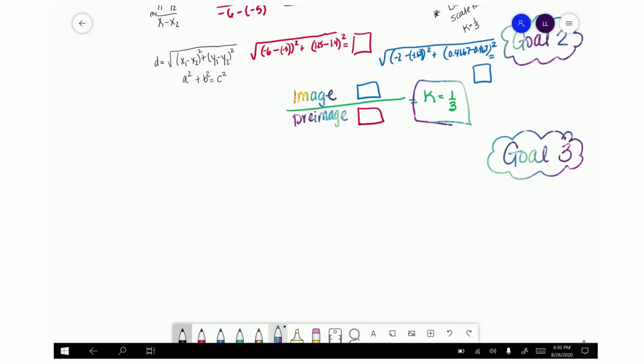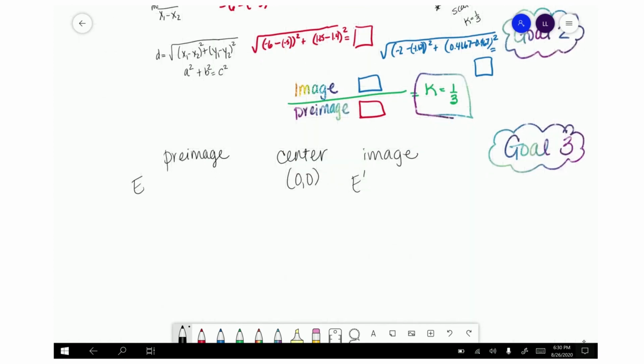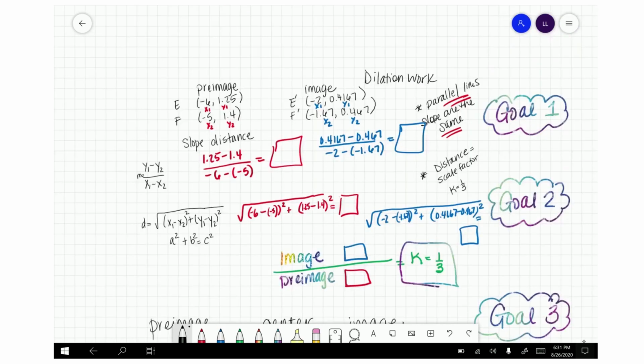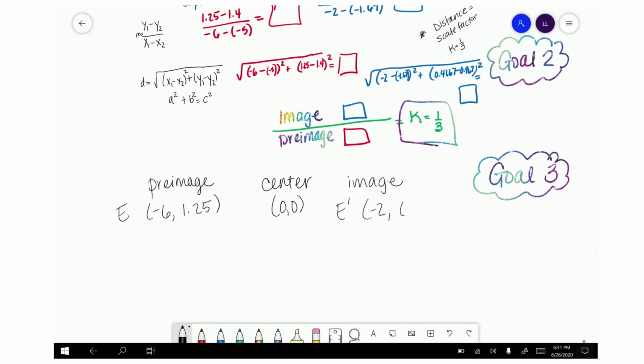All right, so let's start with pre-image and image. And remember, we're going to the center. So our center is 0, 0. Okay. And we're going to use points E and E prime. So E was -6, 1.25. And E prime was -2, 0.4167.